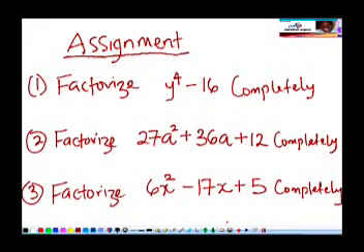We want to give you a couple of assignments to do. This is y raised to the power of 4 minus 16. I want you to apply everything you've been taught to solve this one. Although you think I've not taught you raised to the power of 4, it can be solved using one of these methods that we have studied. So factorize it completely. The underlining word is completely.